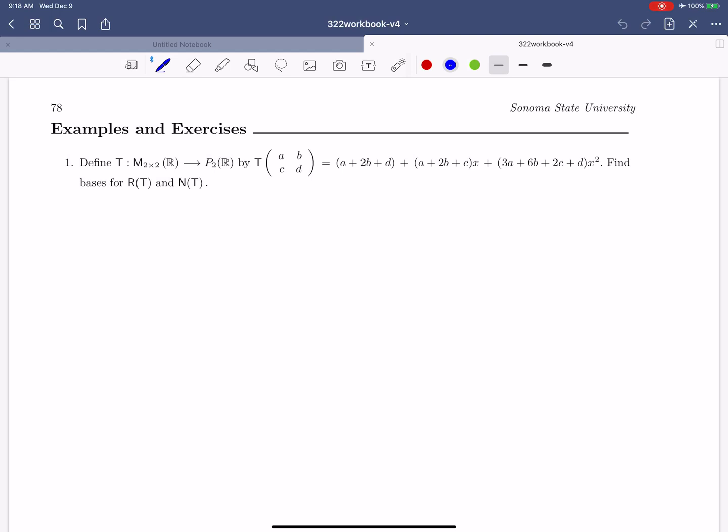So define T, going from the set of all 2 by 2 matrices to P2 of R by this long formula. And they'd like us to find bases for the range of T and the null space of T.